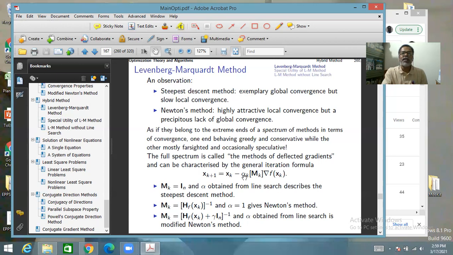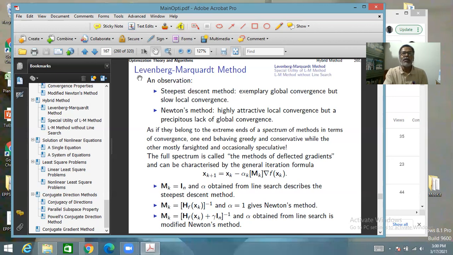So, in the class of methods of deflected gradients, if you put identity in the place of this matrix and then find out alpha k by line search, then it is the steepest descent iteration. Okay. If in the place of this matrix you put Hessian inverse and you put alpha equal to 1, then you get pure Newton's method. Then in this place, if you put Hessian plus some scalar multiple of identity matrix inverse, and then alpha you determine by line search, you get what we studied as modified Newton's method, the method to salvage Newton's method, to put some global convergence in it. Okay, so all these actually fall in this category.